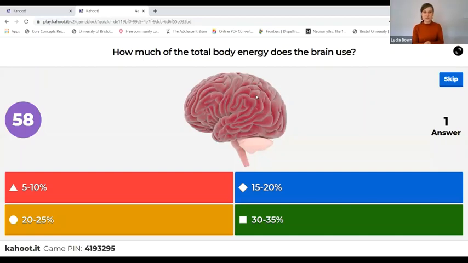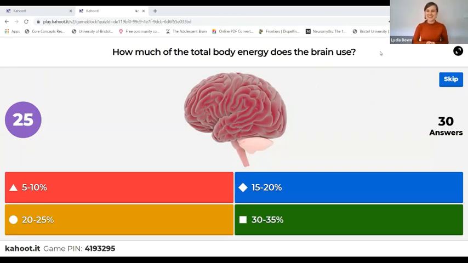With this question, we're asking how much of the total body energy does the brain use? How much do you think of the energy that your body has goes into the brain and the brain functioning and doing all the jobs it needs to do? For red, that's 5 to 10% of total body energy, blue 15 to 20%, yellow 20 to 25, or green 30 to 35.